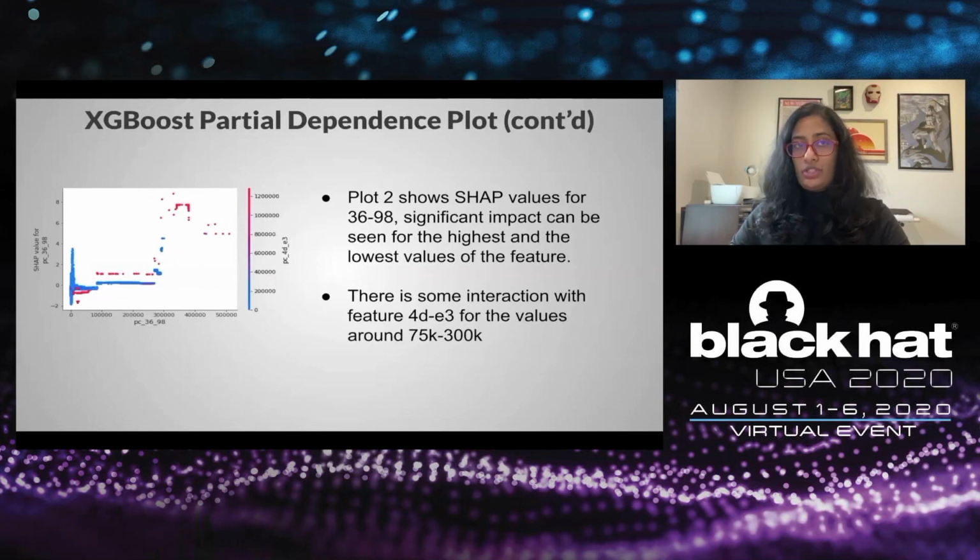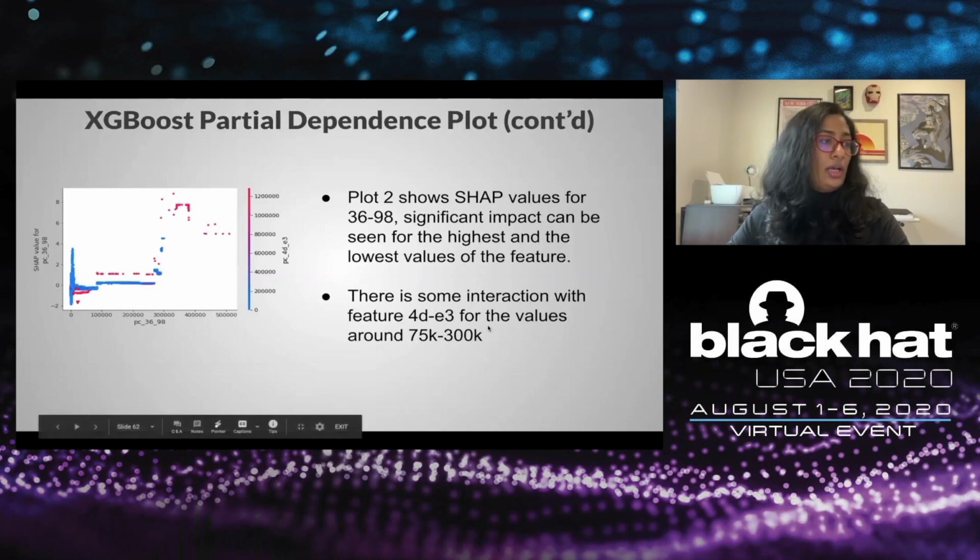malicious and non-malicious respectively. And there's also some interaction going on with the feature 4DE3, as you can see in the right y-axis. There's interaction for the values of 4DE3 lying between 75,000 and 300,000. If you see the parallel red and blue dots, right? So definitely some interaction going on.